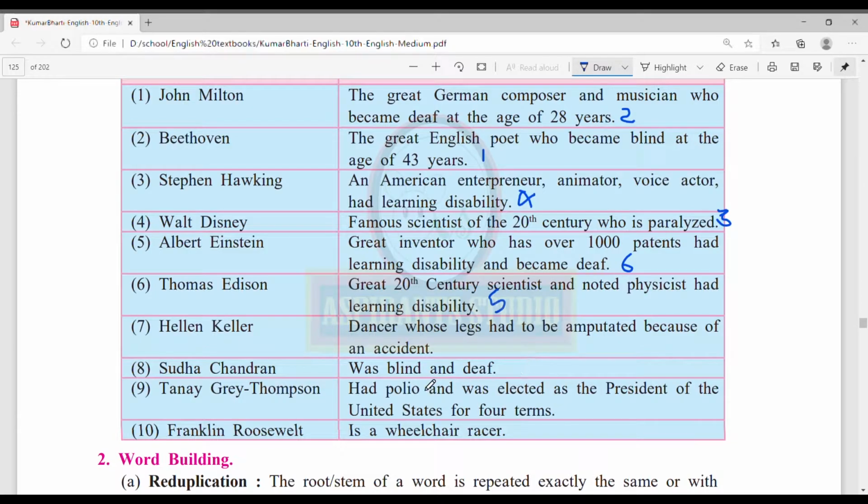Helen Keller was blind and deaf. So this is 7. Sudha Chandran, dancer whose legs had to be amputated because of an accident. So this is 8. Tanai Gray Thompson is a wheelchair racer. This is 9. Franklin Roosevelt had polio and was elected as the President of the United States for 4 terms. So this is 10.